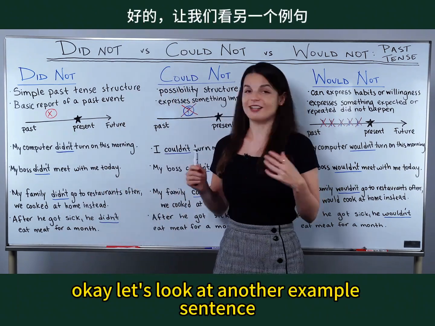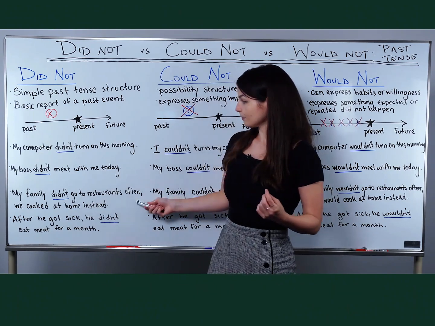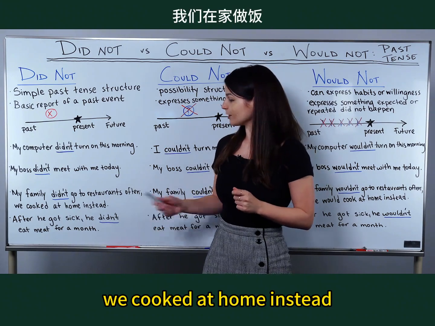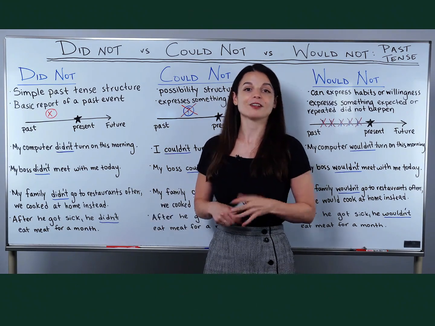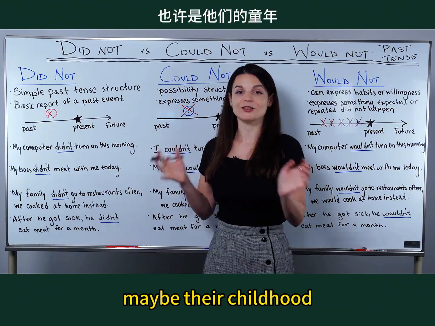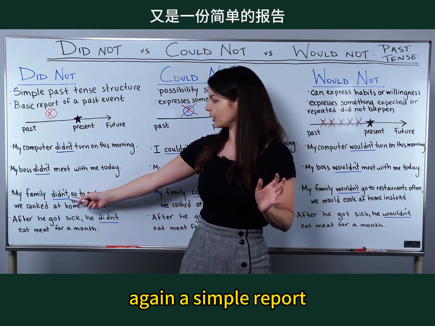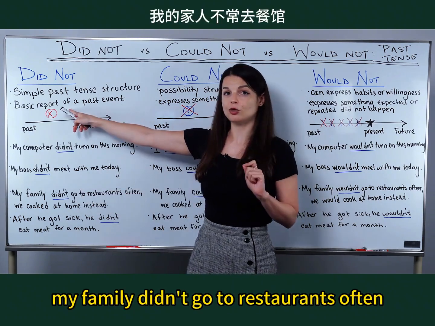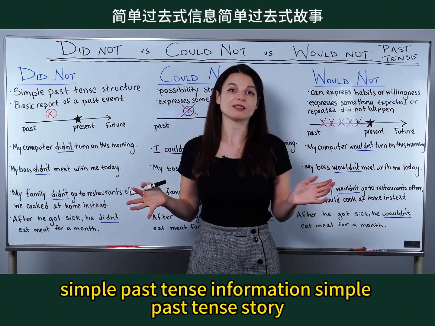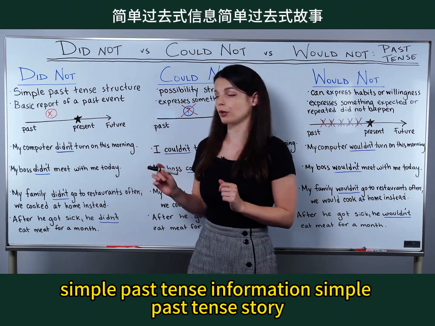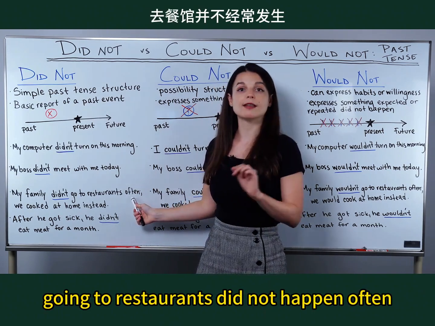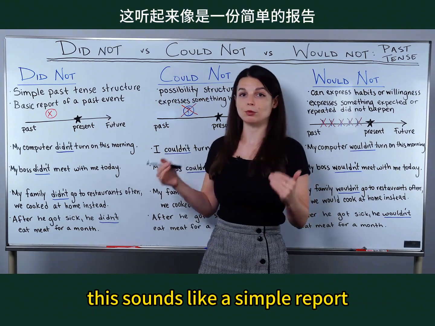Okay, let's look at another example sentence. My family didn't go to restaurants often. We cooked at home instead. So this is a short story or a short idea about someone's past, maybe their childhood. Again, a simple report. Simple past tense information, simple past tense story. So going to restaurants did not happen often. This sounds like a simple report.